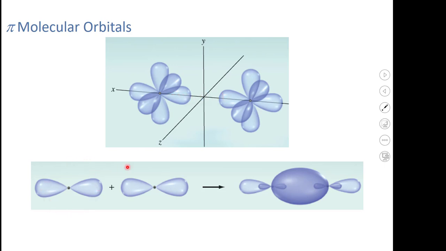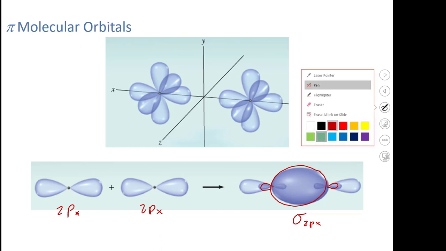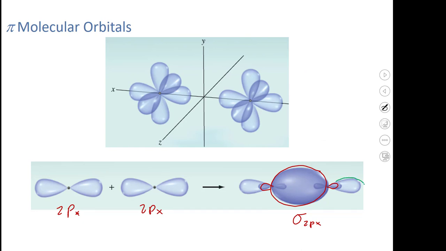So here are my two atomic orbitals, and let's call these both 2p's. 2px and 2px. I put two atomic orbitals in, I expect two molecular orbitals out. So this is going to be sigma 2px, our bonding orbital, which looks like this. Our antibonding orbital, again, most of the antibonding occurs on the outside of the bond, so that's going to be our antibonding with two lobes. And that's going to be our sigma star 2px. Again, the star means antibonding.